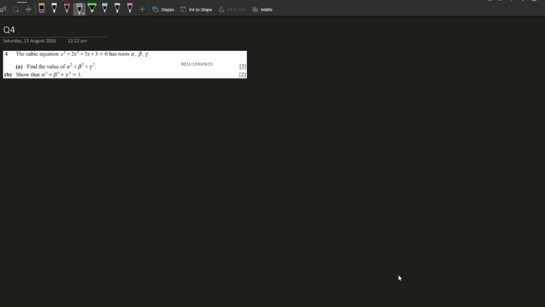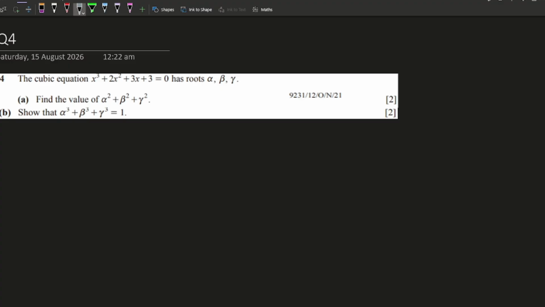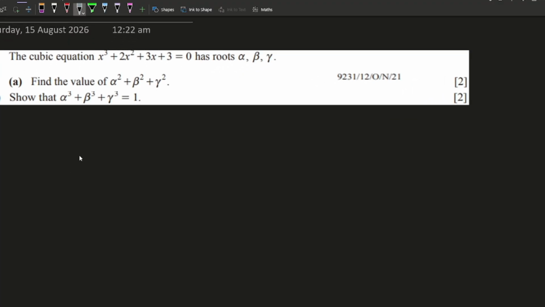Okay, so today we will be solving more past papers for roots of polynomials, specifically for recurrence. So we have a question from October-November 2021. The question is saying that the cubic equation x cubed plus 2x squared plus 3x plus 3 equals 0 has roots alpha, beta, gamma.